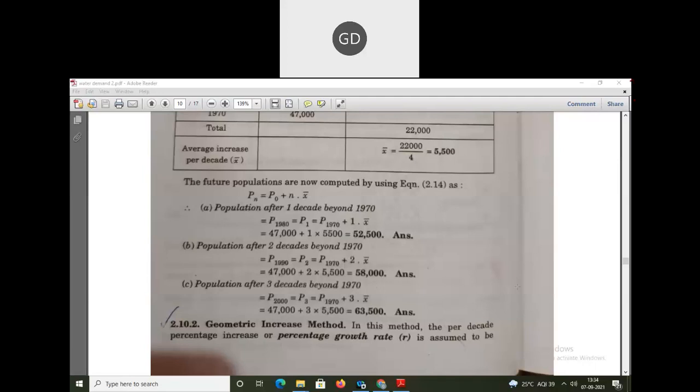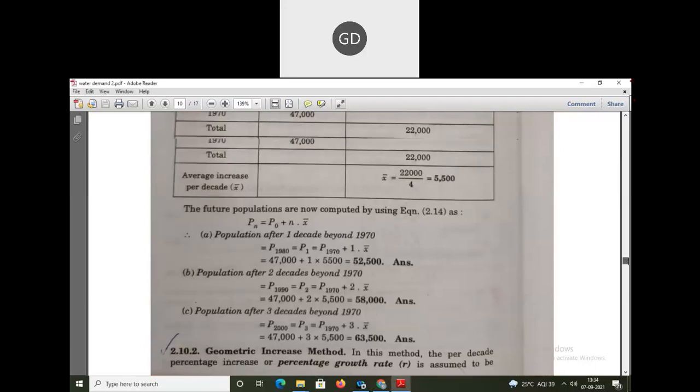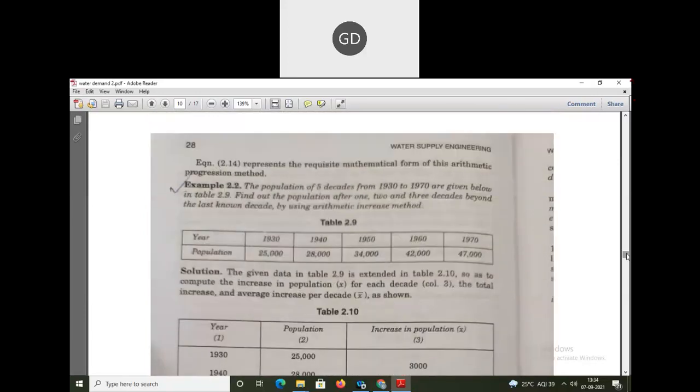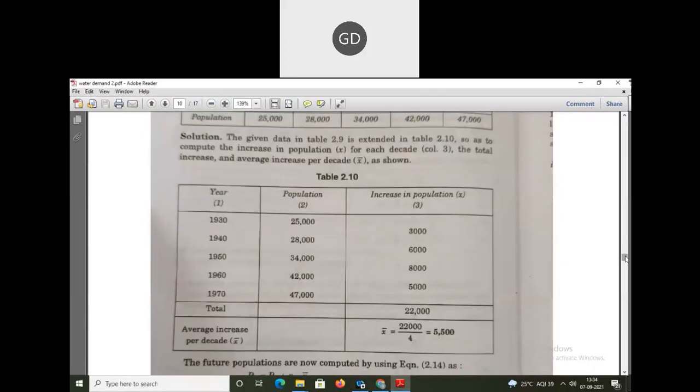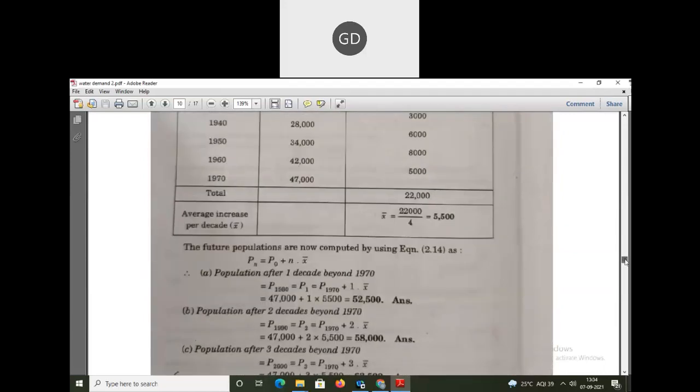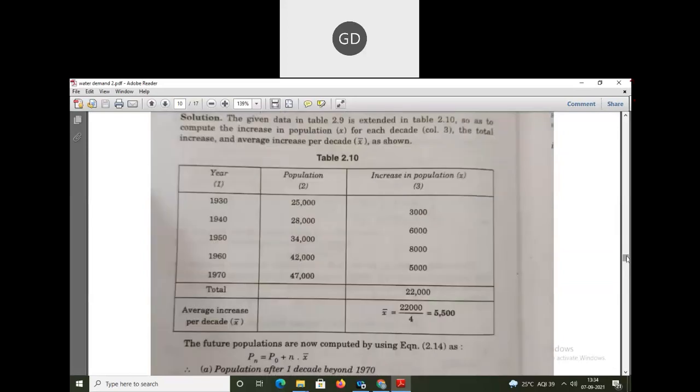Today I won't be doing the next method because it will again confuse you with the other three methods. So up to here I will be doing today. You nicely do it in your copy, and in the next class tomorrow I will be doing the next two methods. For today, you remember the table and the formula.